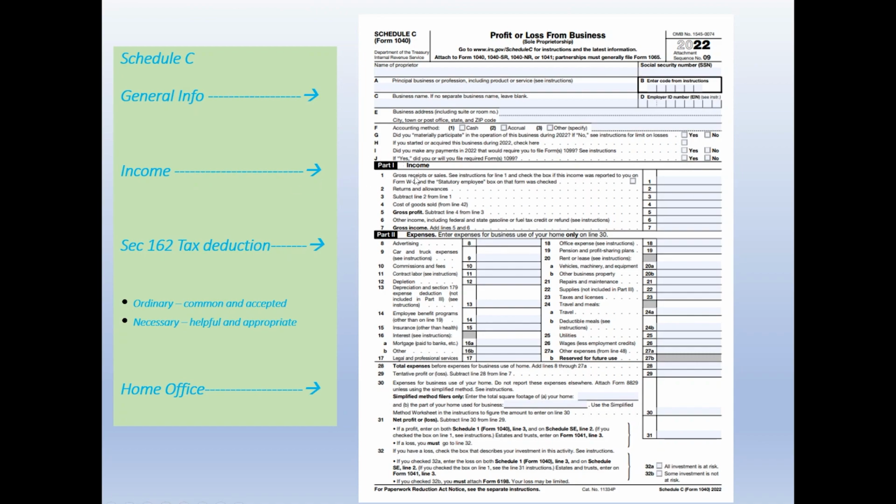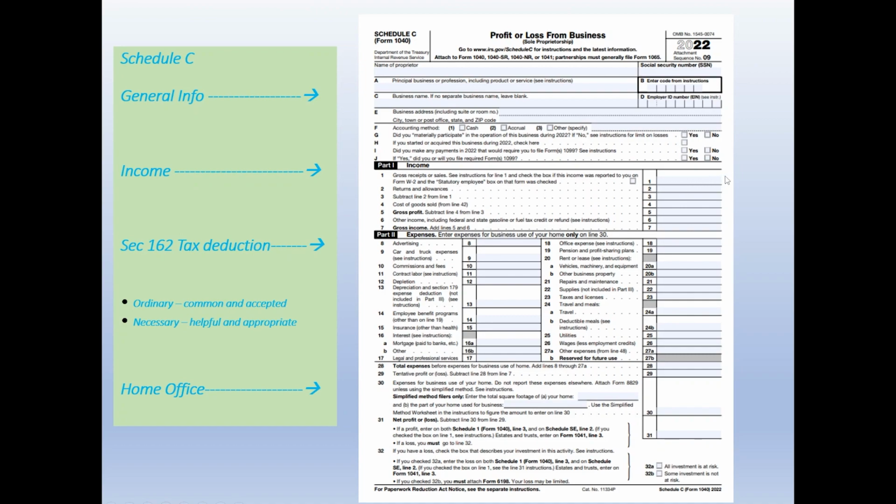Now part 1 of Schedule C is income, where you report your income. When you receive a 1099-NEC, where do you input that? There are two places you can input it. One is as other income, if you don't have other deductions. Then you basically just put it into Schedule 1 directly. If you have expenses, then make sure you use Schedule C. 1099-NEC income, you put in line 1 right here.